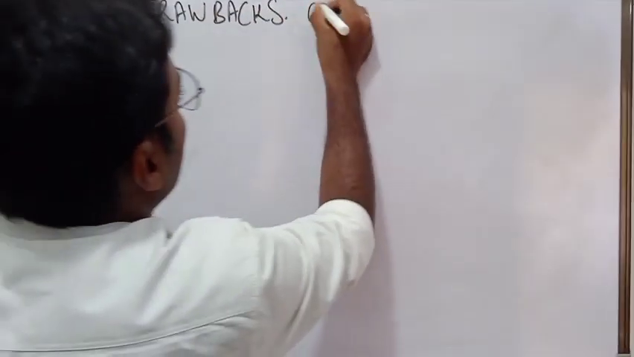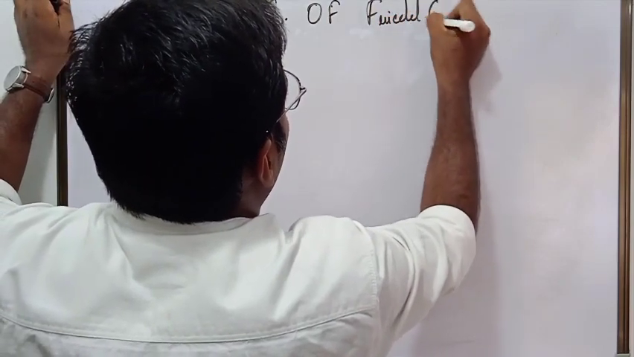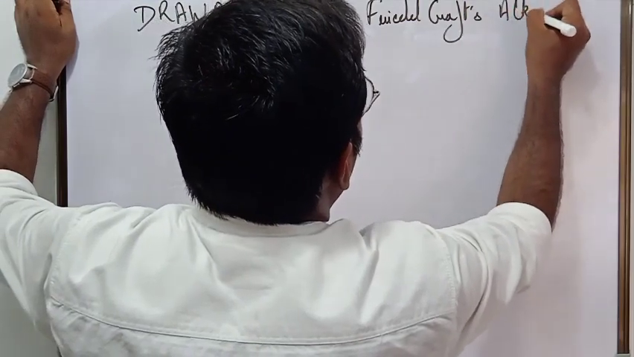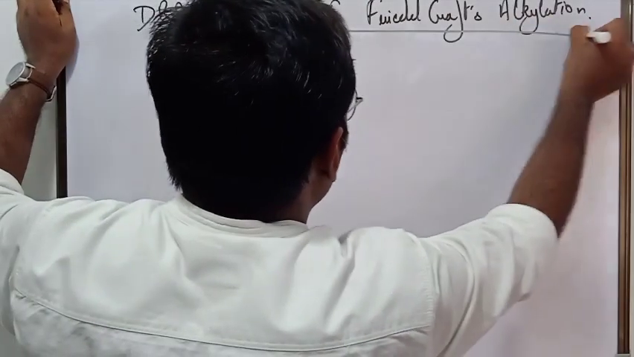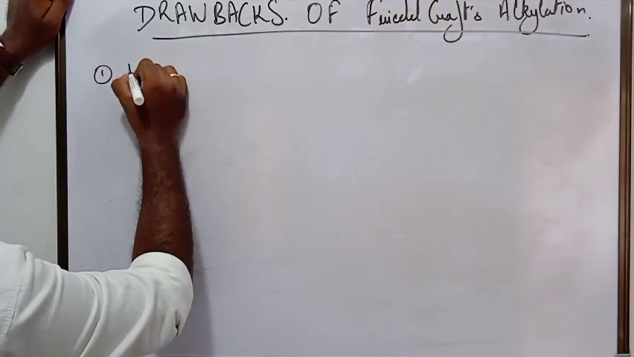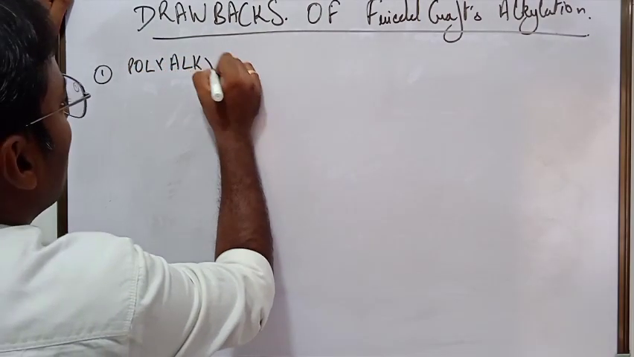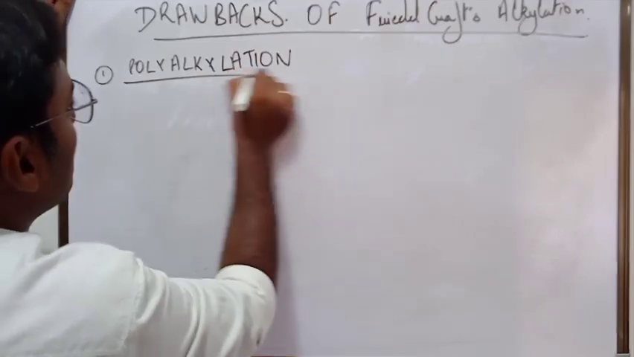Drawbacks of Friedel-Crafts alkylation reaction. What is the first drawback? For that, I have to write the reaction once again. Then we will understand what the first drawback is. I will tell you the first drawback: polyalkylation, and then we will understand. Let us see what polyalkylation is.